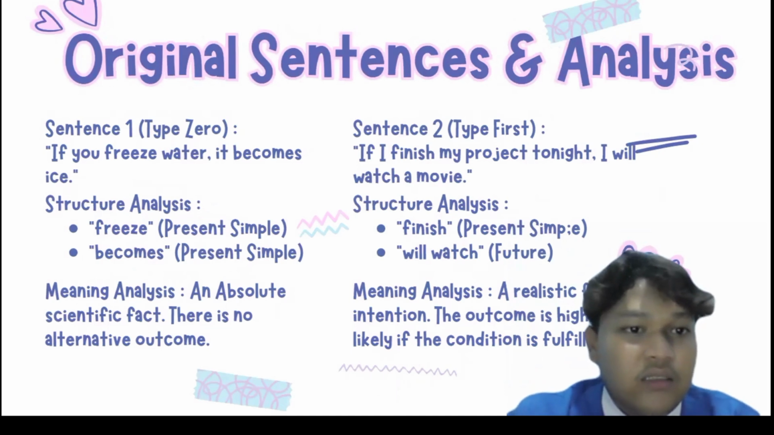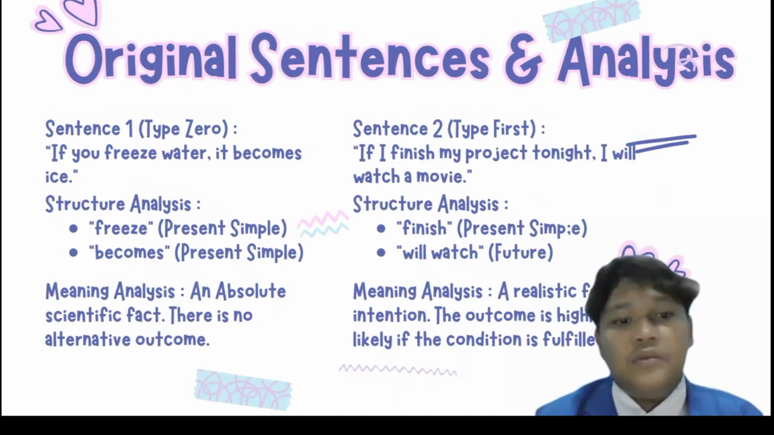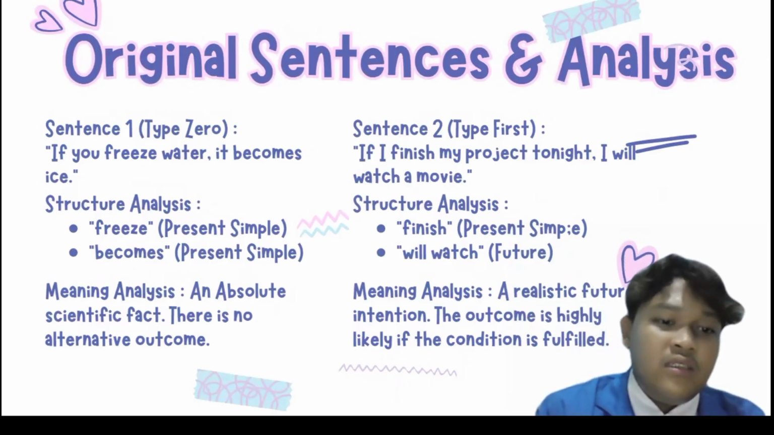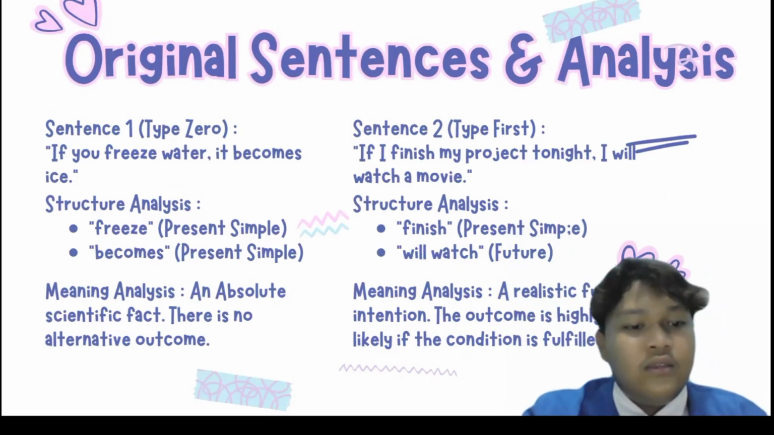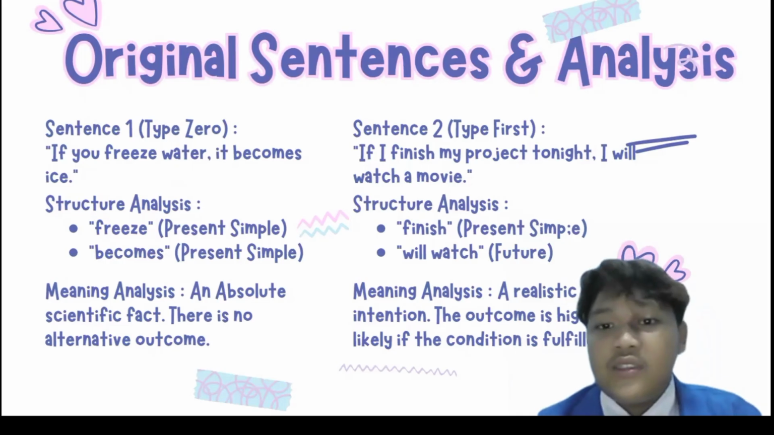Sentence 1, type 0. The sentence is, if you freeze water, it becomes ice. The analysis structure is present simple: freeze, and present simple too: becomes. The meaning is an absolute scientific fact. There's no alternative outcome.